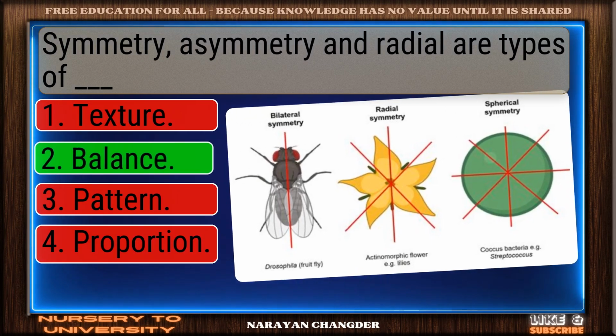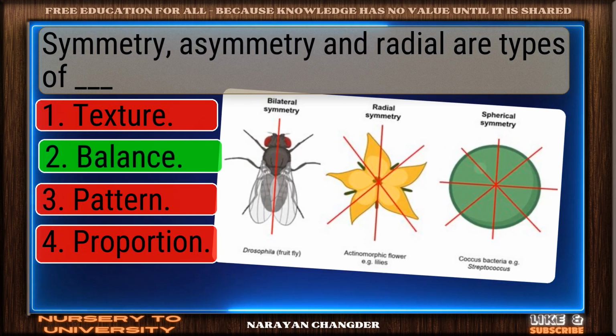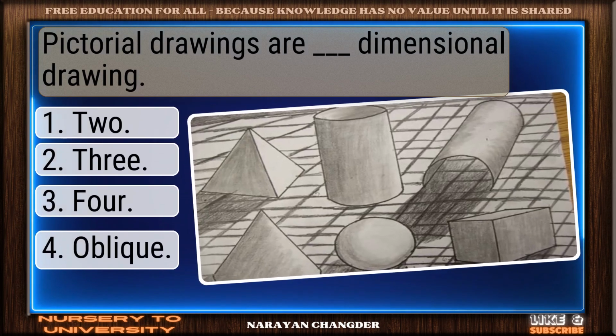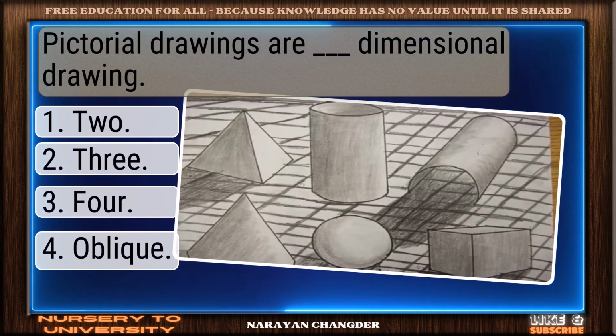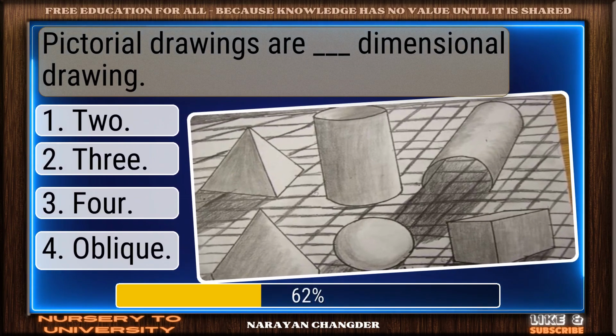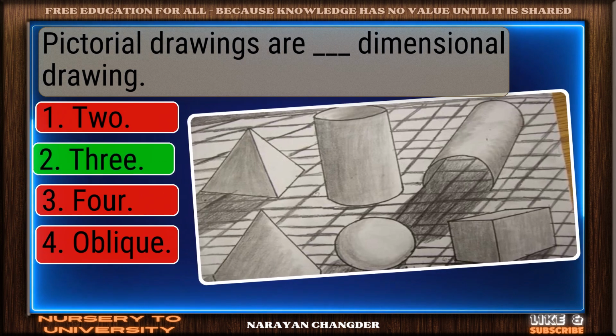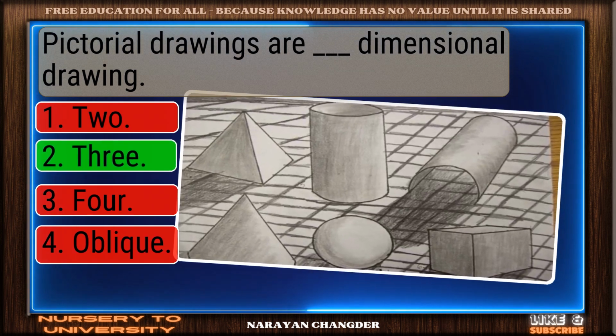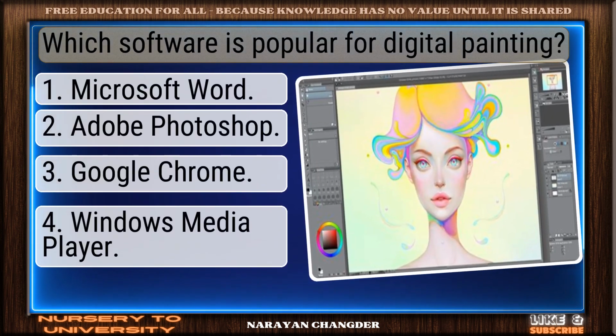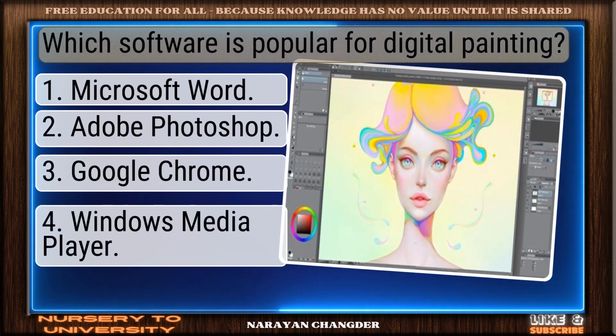Correct response. Balance is the most accurate answer. Pictorial drawings are dash dimensional drawing. Excellent. 3 is a brilliant choice. Which software is popular for digital painting?